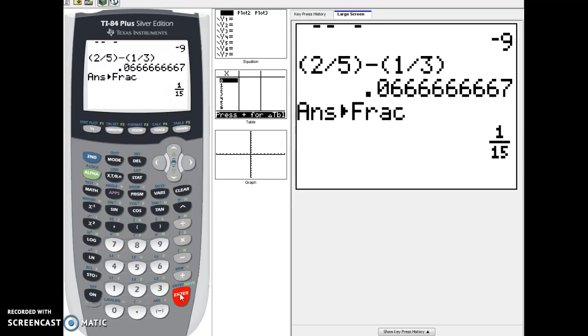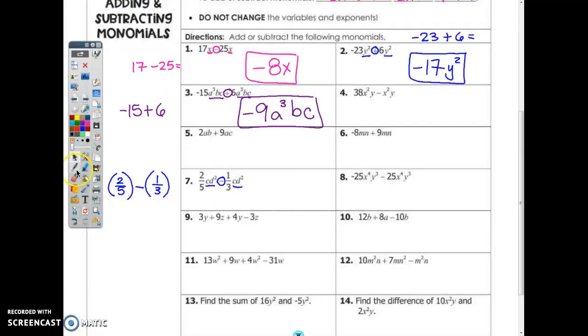I'm going to walk around and make sure that everybody did this on their calculator. You can pause and show it to me when you're ready. Okay, so for the answer, you would put 1/15 c d squared. Okay? Let's do problem number 9.